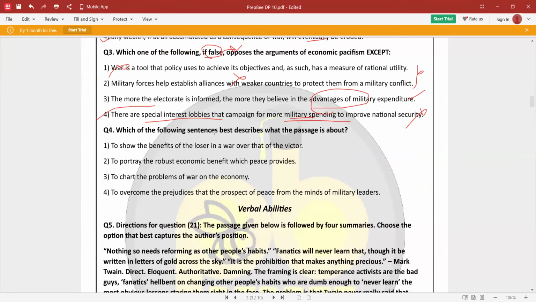Which of the following sentences best describes what the passage is about? To show the benefits of the loser in a war? No, it's not showing the benefits of the loser in the war. To portray the robust economic benefit which peace provides? It's not saying that peace provides robust economic benefit. Distortion of facts. To chart the problems of war on the economy, we can hold on to this. To overcome the prejudices that the prospect of peace from the minds of military leaders, nowhere mentioned. And hence, this is your answer.